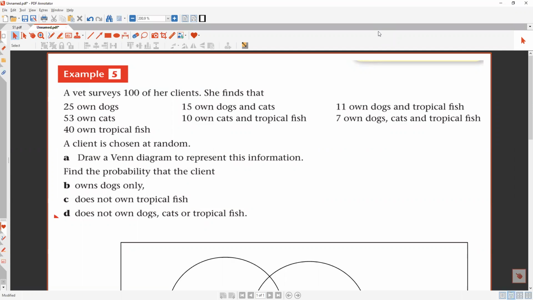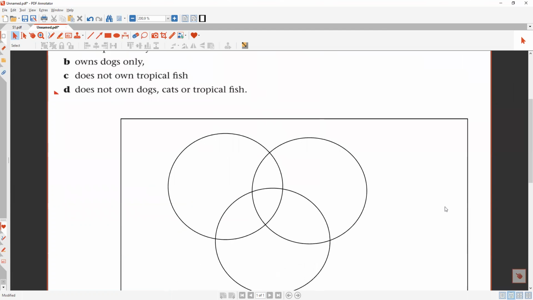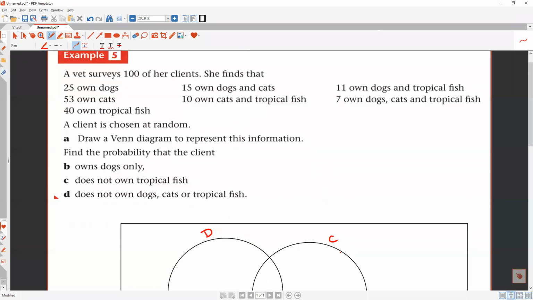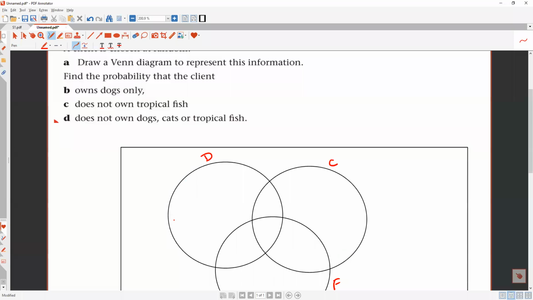Okay, a vet surveys 100 of her clients, and she finds that 25 own dogs, 53 own cats. Whenever they say 25 own dogs, they did not say own dogs only. So you have dogs, cats, and fish. So 25 own dogs means, look at this over here, inside this circle of dog, there has to be a number not more or less than 25. It has to be exactly 25.